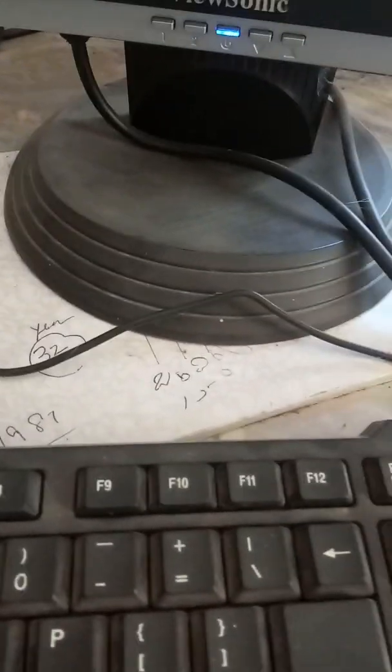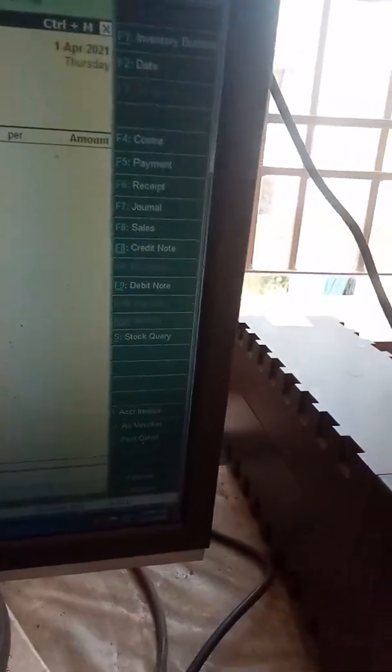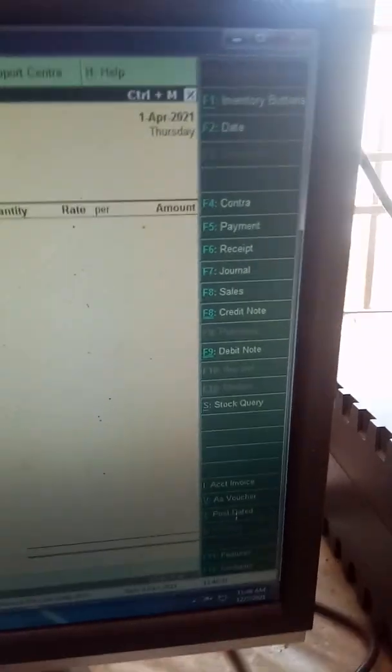If you want to record sales, you have to press F8. F8 is sales, my dear students. If I press F8, it went to sales. If I press F9, it will go to purchases. If you want to enter purchase returns and sales returns, you can select directly from here, because this is highlighted, because you activated it by selecting F11.